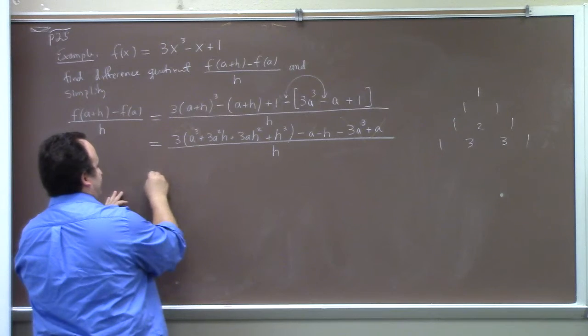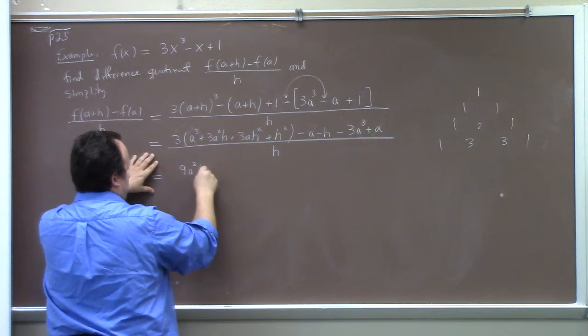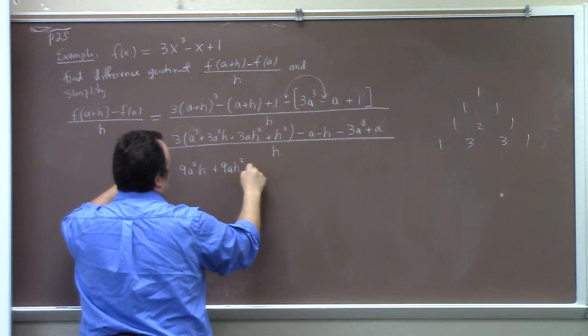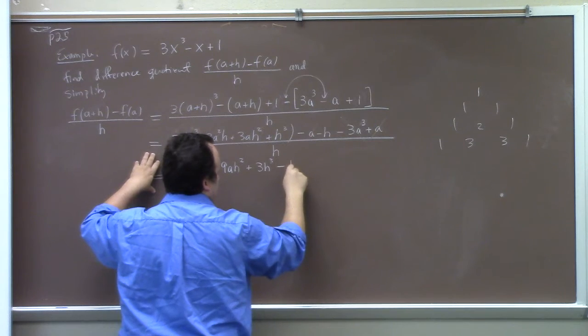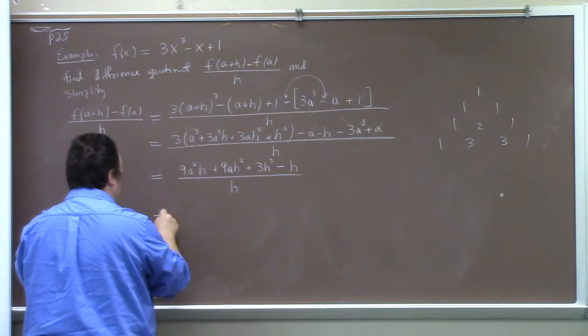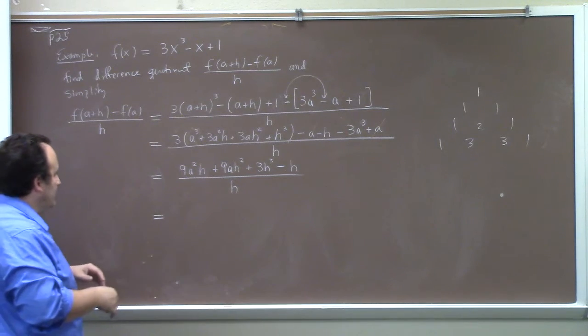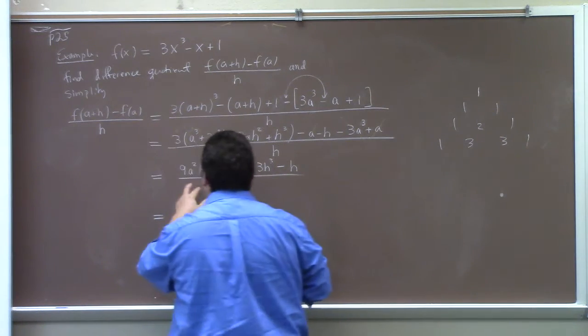So what do we got? 3 times 3 is 9a squared h plus 9ah squared plus 3h cubed minus h, all divided by h. Can we simplify that? We've got a common h, right? What's that? 18? Oh, we can't add them together. These are apples and oranges, right?